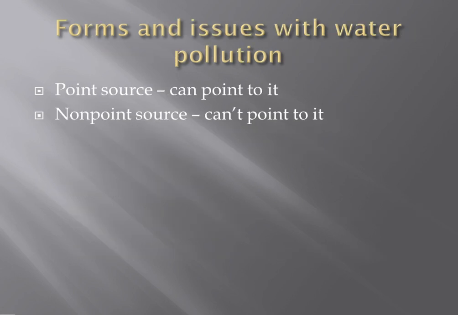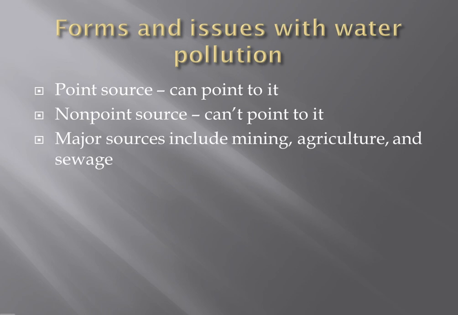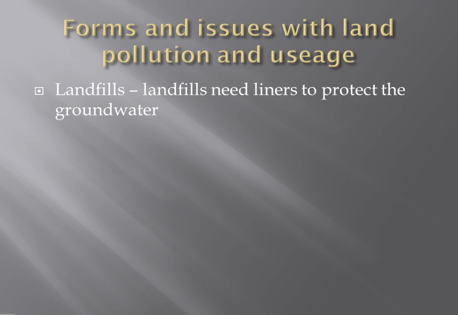Forms and issues with water pollution is the next topic. That includes point source, which you can think of as something you can point right at, versus non-point source, where you can't point at it. And the major sources include mining, agriculture, and sewage. Those are three major sources that can show up as forms of water pollution.